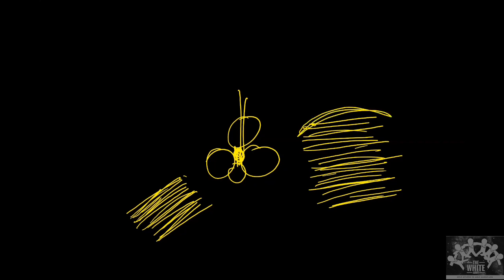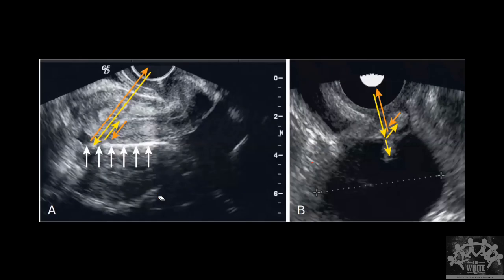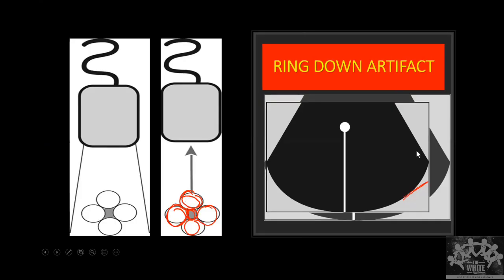On top, air is highly reflective, so it appears bright. Deeper to it also it appears white. So that's how you differentiate the denser structure from air. That's one way of differentiation. This is what I told, and that's what is called a ring down artifact.